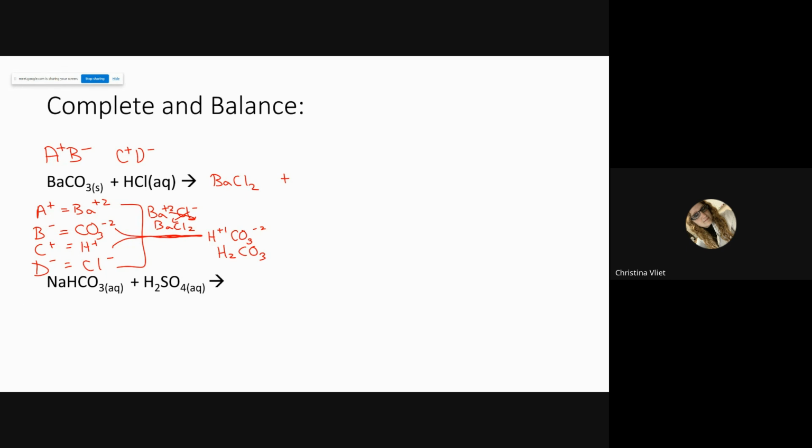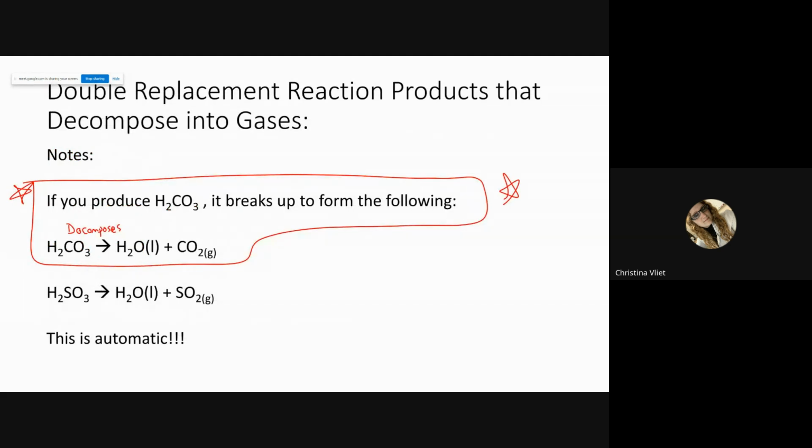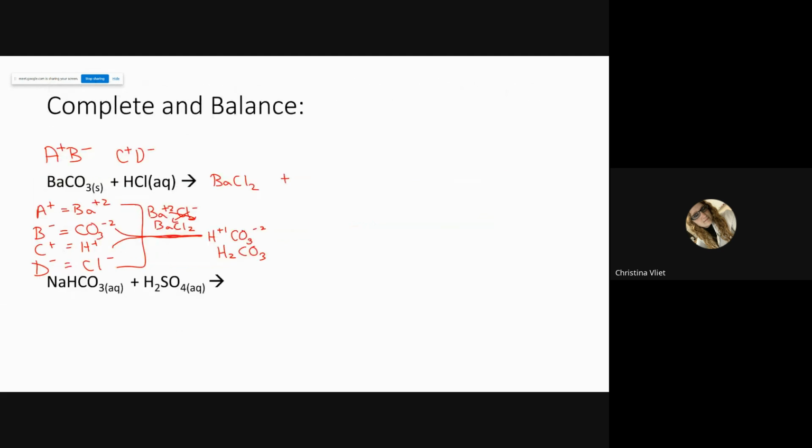If you see H2CO3, this actually isn't the final answer. Instead of writing H2CO3, you're going to write water and carbon dioxide, because that actually automatically splits apart. When you do the reaction, you'll see a gas. Why does that make a gas? Because this actually decomposes on being made, and it decomposes into water and CO2.